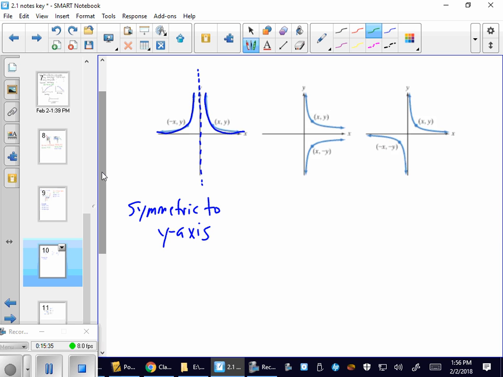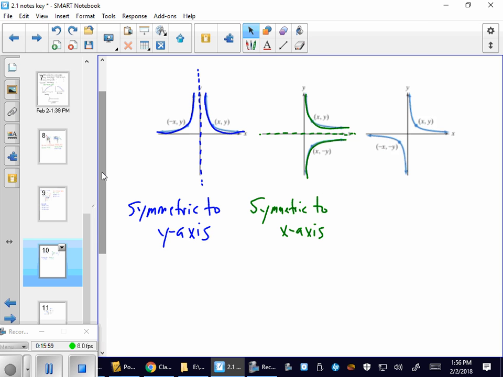Okay, and the second one, if I took and folded it right over the x-axis, again, you should be able to see that this piece right here would lie right on top of that piece. So that would be symmetric to the x-axis.